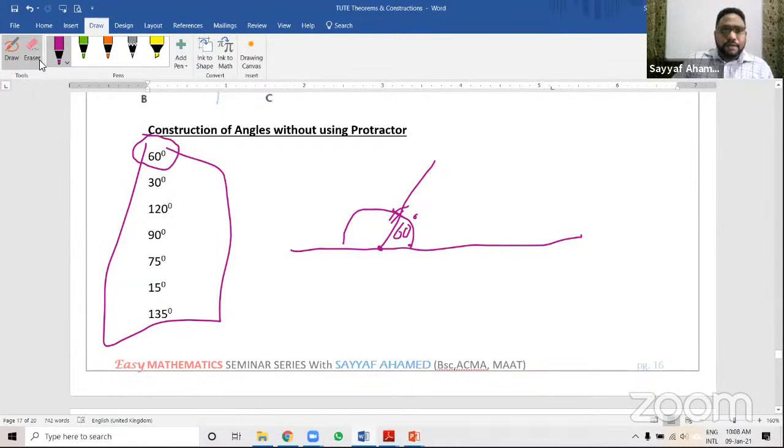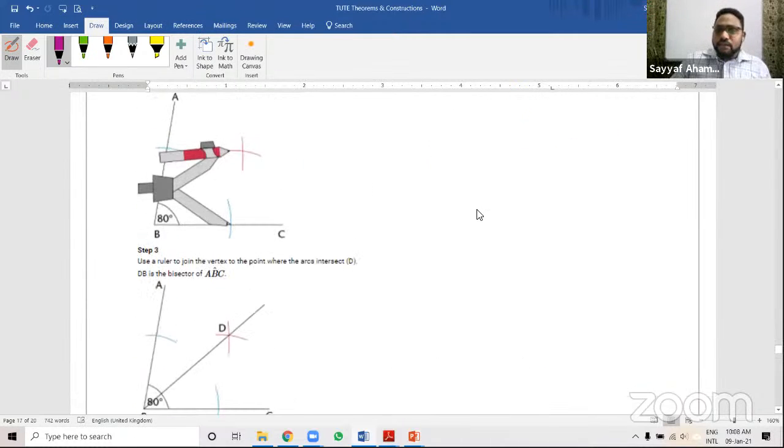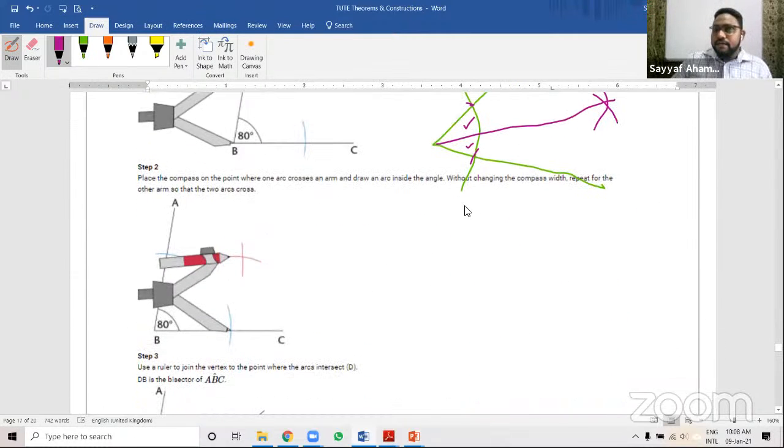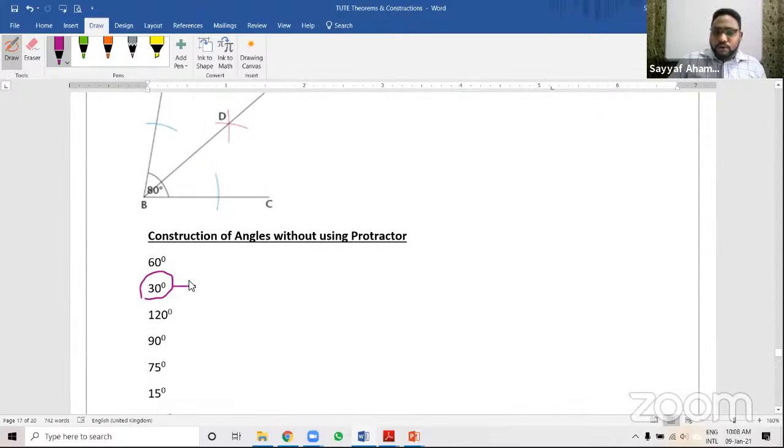I would repeat: if you want to draw a 60 degree angle, you draw it the way we mentioned here. But to draw a 30, how do we do that? We use the angular bisector to draw the 30 degree angle. We draw a 60 and divide by 2. That is how we get a 30 degree angle.